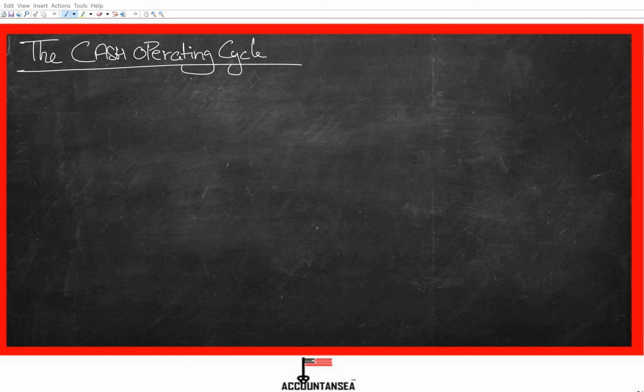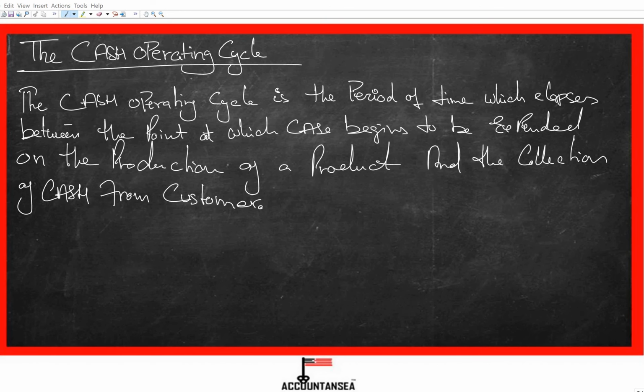Okay, let us continue with it. The cash operating cycle. The cash operating cycle is the period of time which elapses between the point at which cash begins to be expended on the production of a product and the collection of cash from customers.